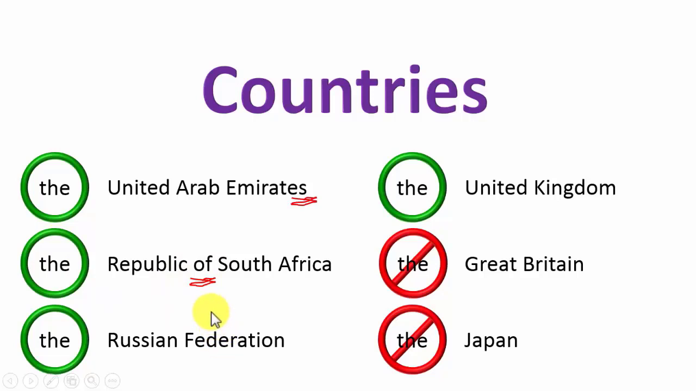The Russian Federation. With any words like a formal name of a country, like using federation or republic, you use the word the. The United Kingdom. With any word united, you know that you have to use the. Next is Great Britain and Japan. No the.